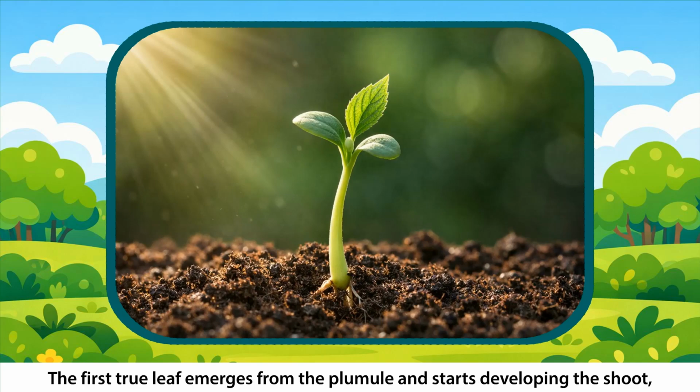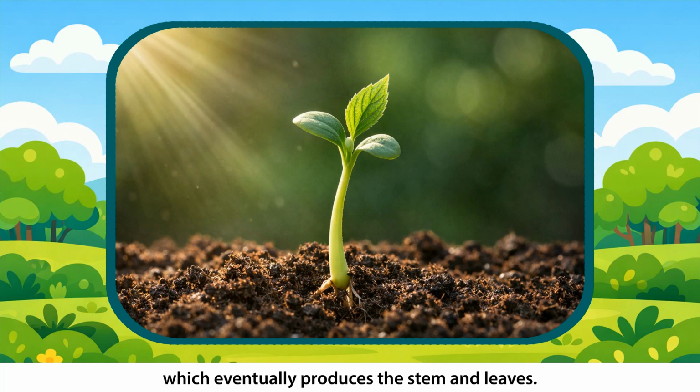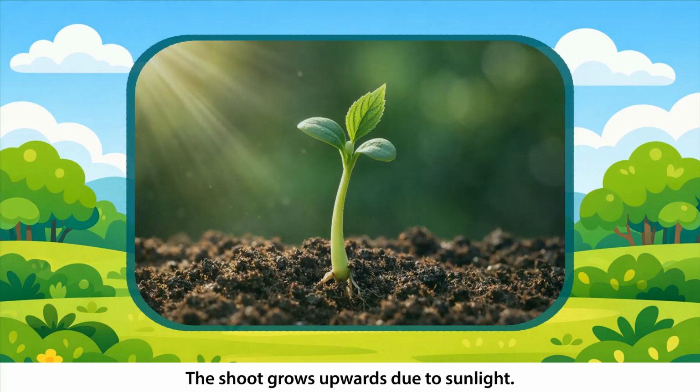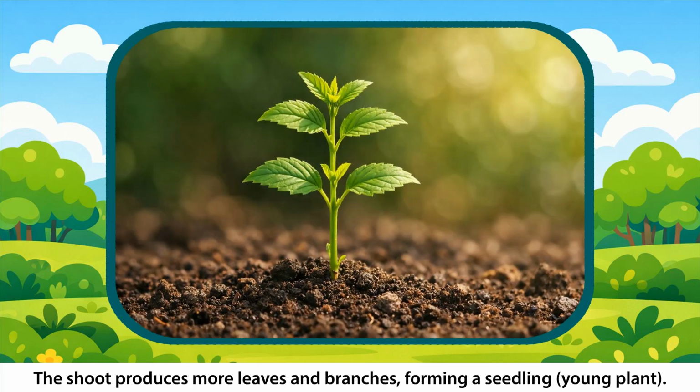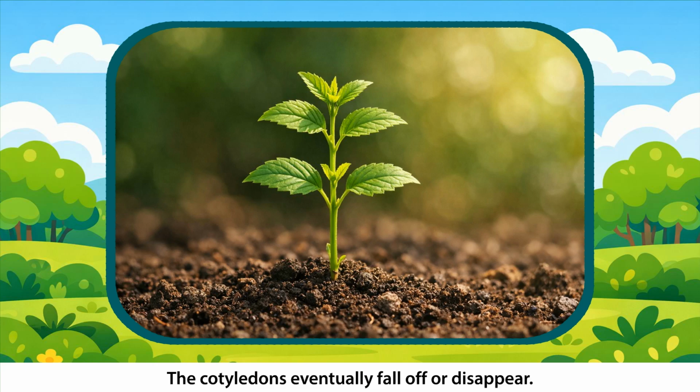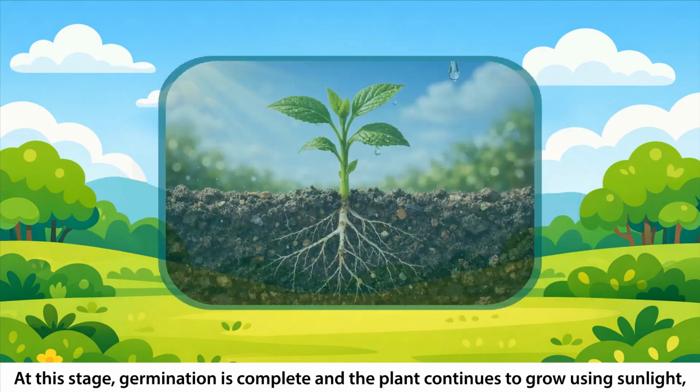The first true leaf emerges from the plumule and starts developing the shoot, which eventually produces the stem and leaves. The shoot grows upwards due to sunlight. The leaves develop completely and the cotyledons begin to dry out. The shoot produces more leaves and branches, forming a seedling, a young plant. The cotyledons eventually fall off or disappear.